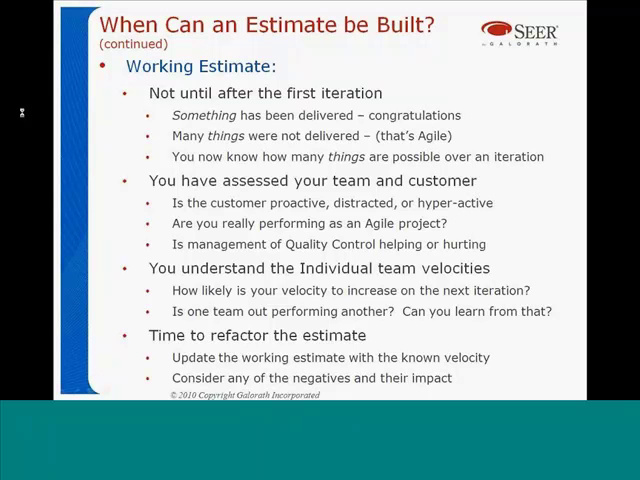Okay? But also in the working estimate, after the first iteration, you've had a chance to assess your team and the customer. You know, is that customer proactive, or are they distracted, or are they hyperactive? Are you really performing as an Agile project group itself? I mean, do you have a certified Scrum Master? Are they being involved? Or are you just kind of being a dysfunctional type of team? So you need to make that type of assessment. And then, as I mentioned before, you need to understand what your individual team velocities are. How much work can you get done during an iteration so that you know that the next iteration you have a certain velocity to plan for. And then you also have to understand how much time you're going to need to go back and refactor your work. So that means refactoring your estimate with each iteration.